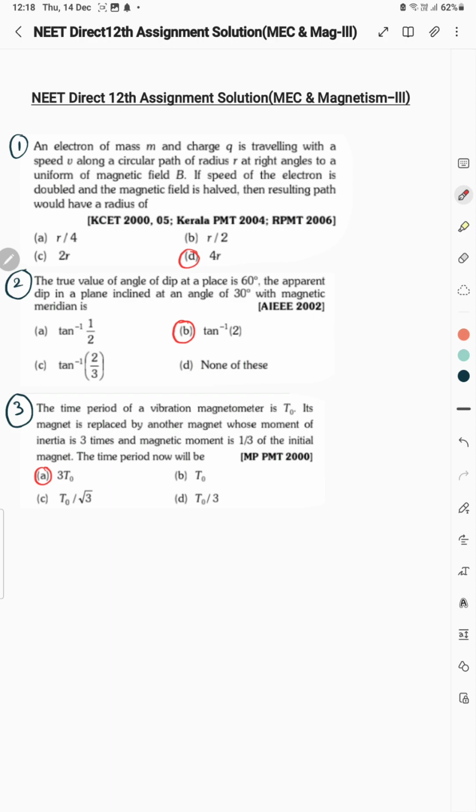So in this way, we have solved today's assignment given to the students, and this is a complete solution. Question first has this as the correct option, question 2 has this as the correct option, question third has this as the correct option.